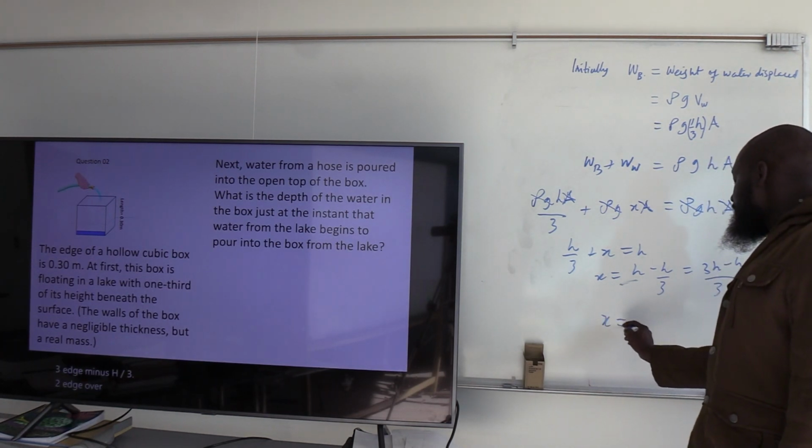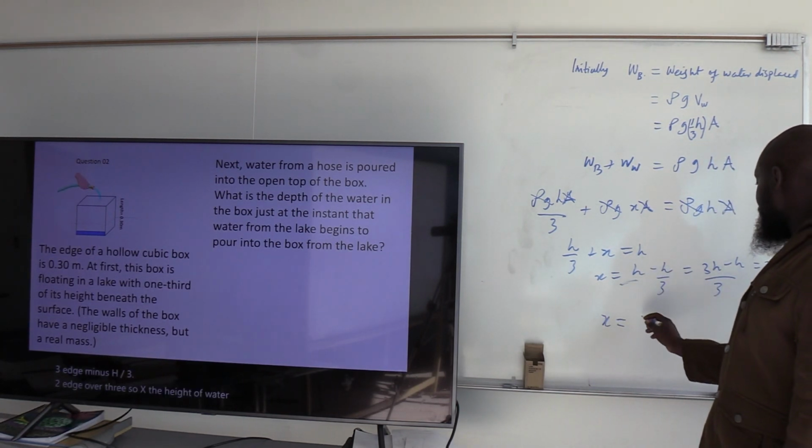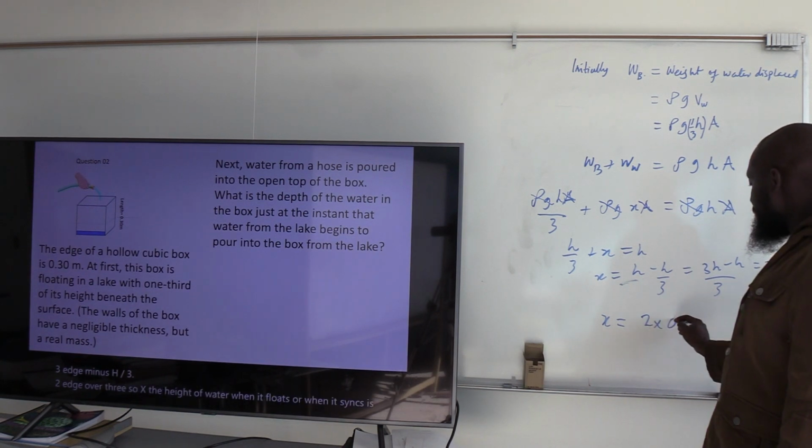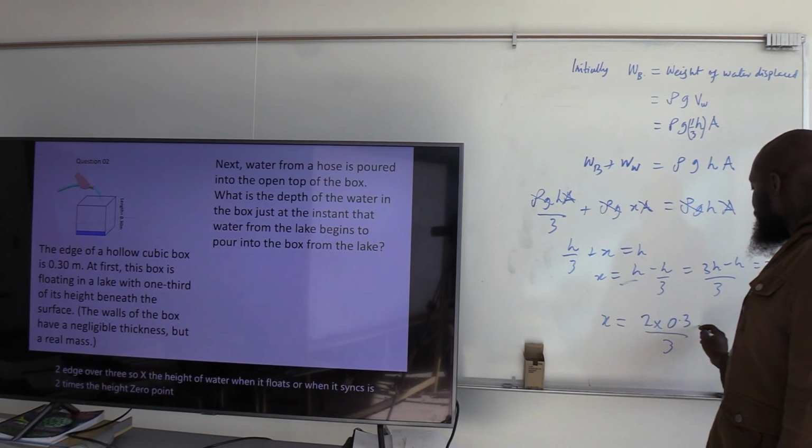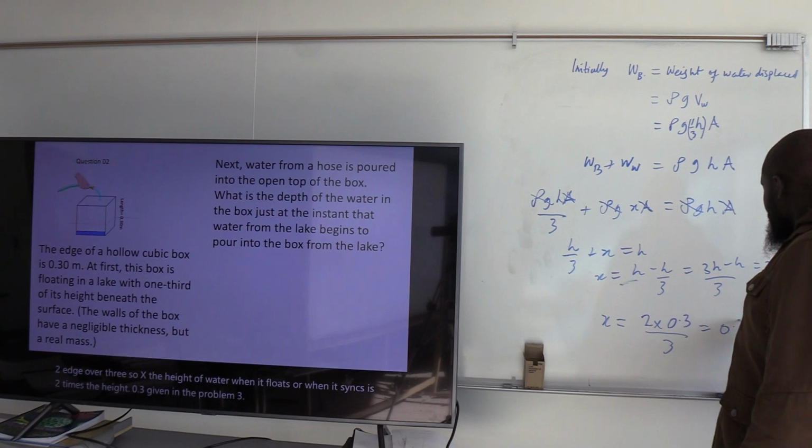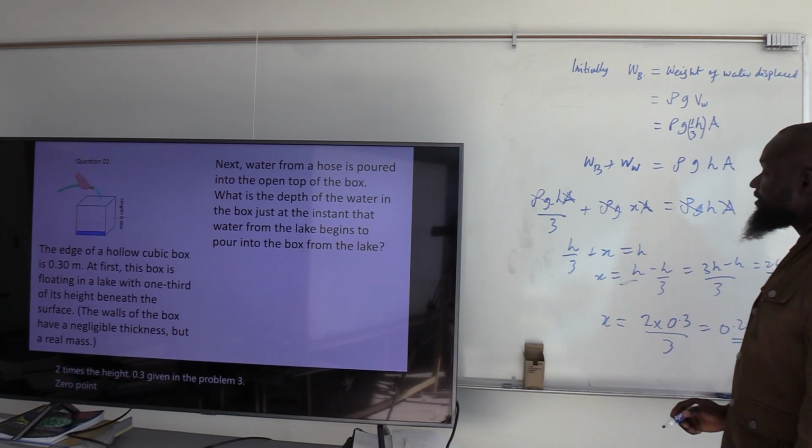So x, the height of water when it sinks, is 2 times the height, 0.3, given in the problem, divided by 3. That's 0.2 meters. That becomes the right answer.